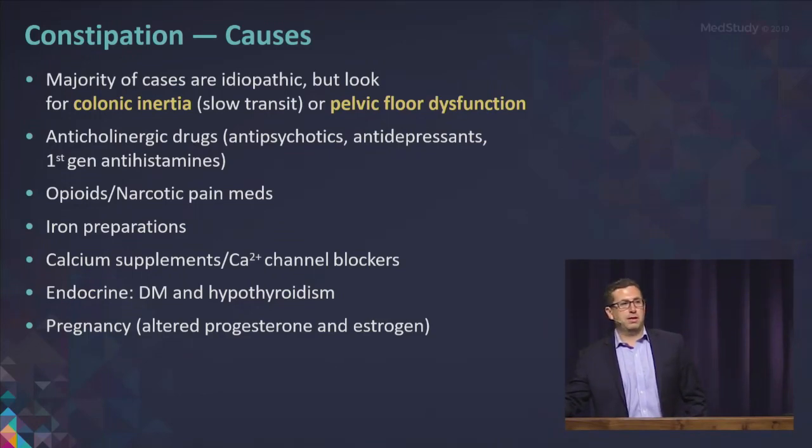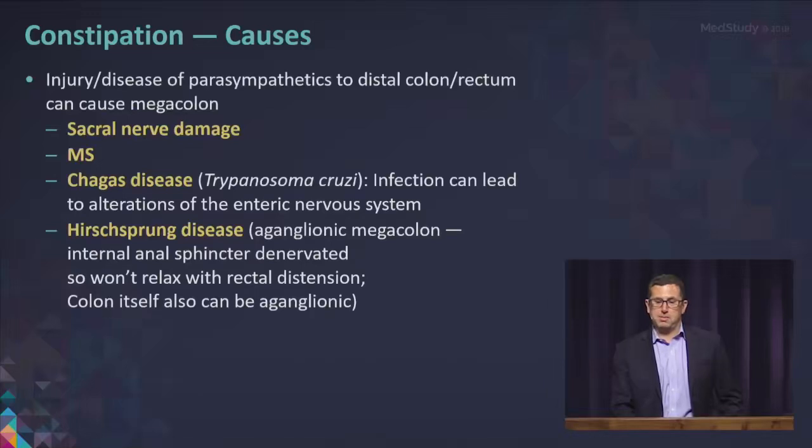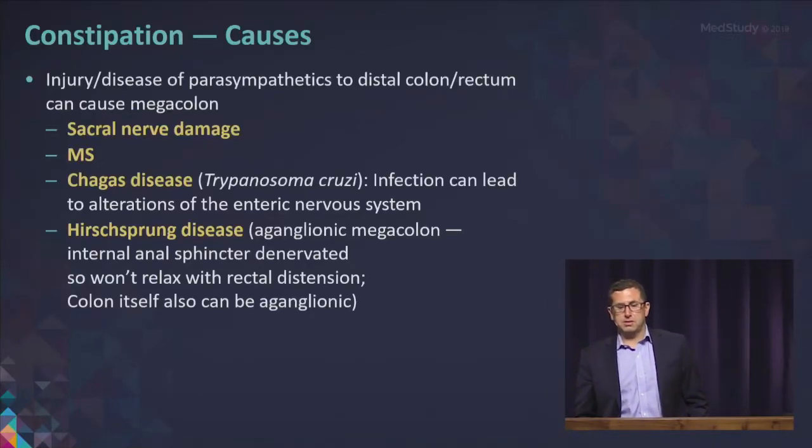And then there's endocrine etiologies, including diabetes and hypothyroidism. And finally, pregnancy due to altered progesterone and estrogen levels can be associated with constipation. There could also be neurologic causes of constipation.